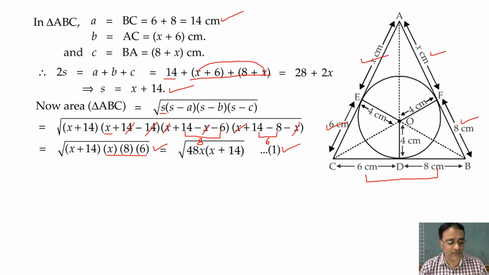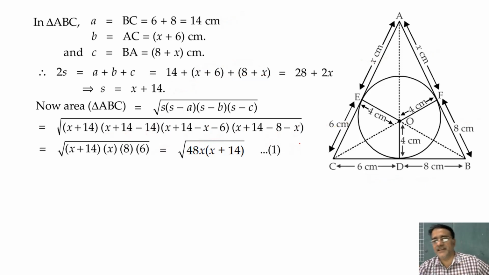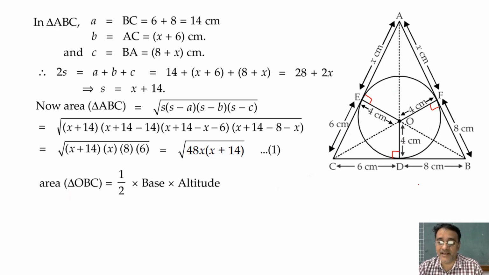So this is one way to find the area of triangle ABC. Another way is the sum of the three triangles. I will tell you which triangles. First is triangle AOB, AOC and BOC. And for all the triangles we also have the altitudes. OD is the altitude of BC, OF is the altitude of this triangle, and OE is the altitude of this triangle. So we are finding the area of each triangle, okay? First of all, OBC, half into base into height. Base is 14, altitude is 4. So what we are going to get?